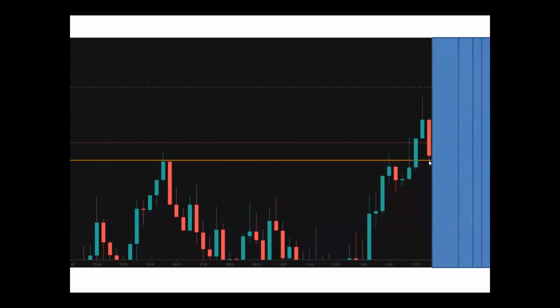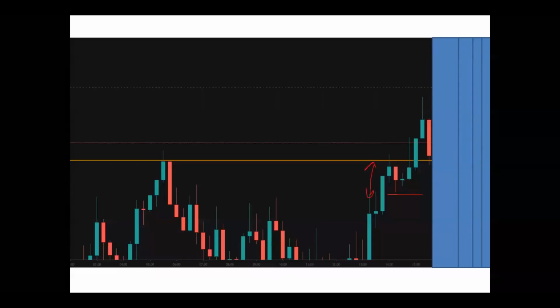Because if you're entering here, where's your stop loss, right? Where's the stop loss? You can say, okay, maybe my stop loss is down over here. And this is a huge stop loss, man. Like, look at this. You have no confirmation. This is a huge stop loss. So you're waiting.